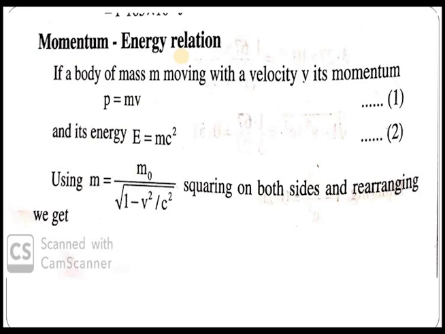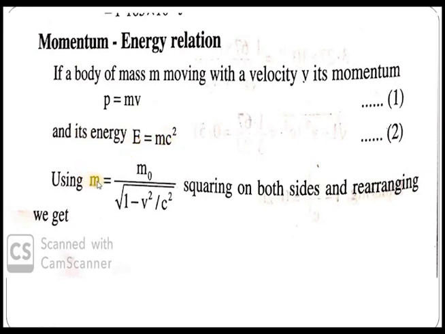And one more relation is there. It is the momentum energy relation, the equation for energy in terms of momentum. Suppose we are having a body of mass m moving with the velocity v. Its momentum p is equal to m into v, and its energy is E is equal to mc square.